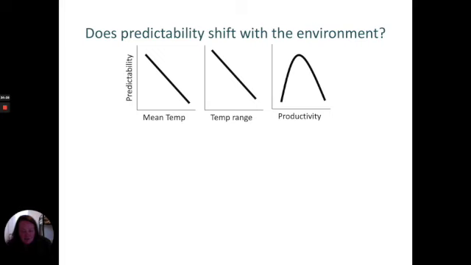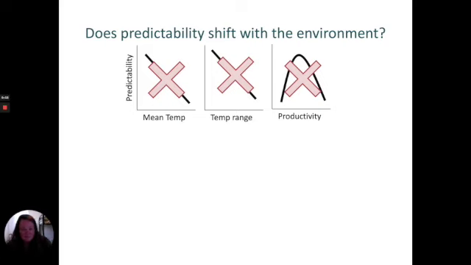Again, part of this analysis was motivated by climate change. As the environment shifts, will we see increased or decreased predictability of population dynamics? I have some predictions here. We expected that predictability would decrease with temperature and temperature range and have a hump-shaped relationship with productivity. But I won't dwell on those because we did not find a relationship between our chaos index and any of the environmental predictors.